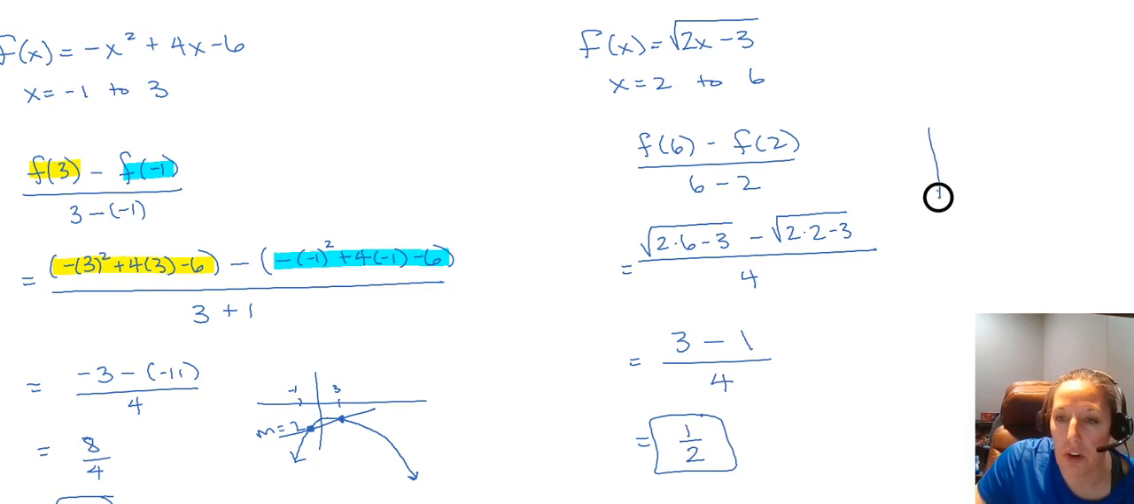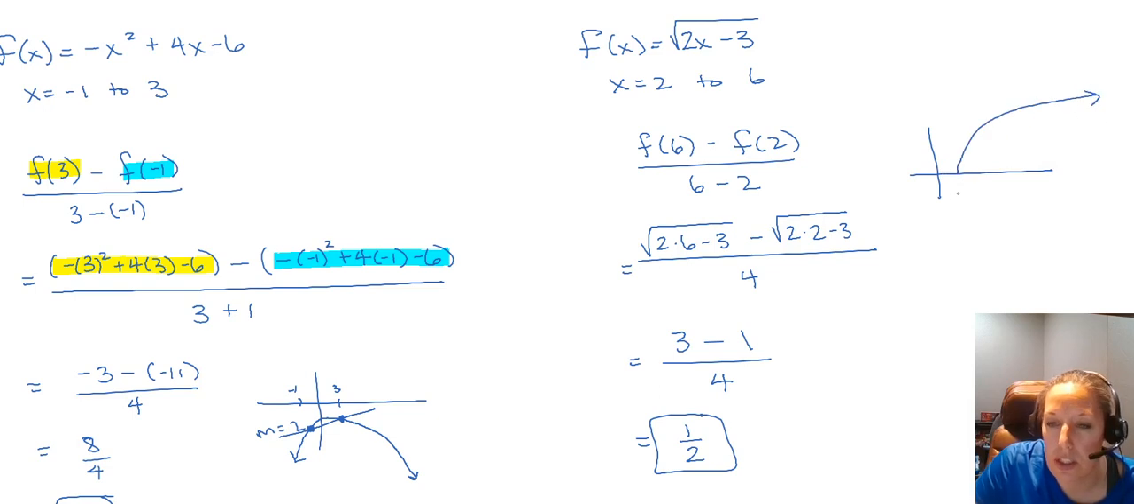And if we were to look at the graph of this one, we would have a similar case. This is going to be shifted to the right, so it's going to look something like that, looking at 2 versus 6. This is 2 and this is 6. The slope of the line that goes through those points is going to be 1/2.